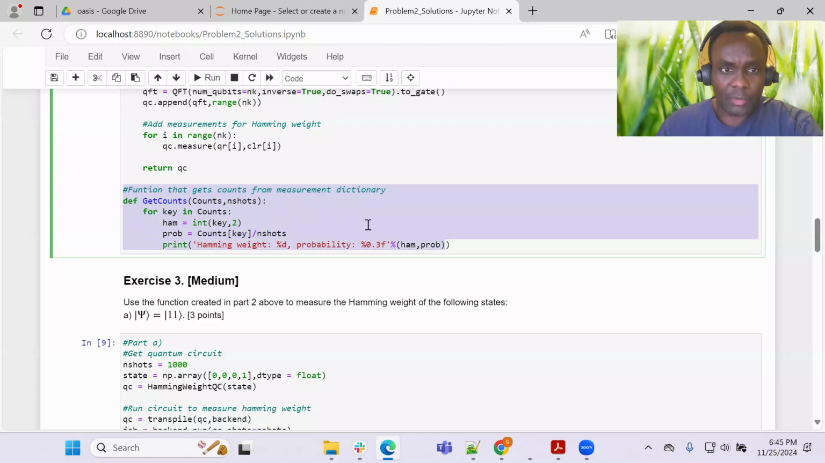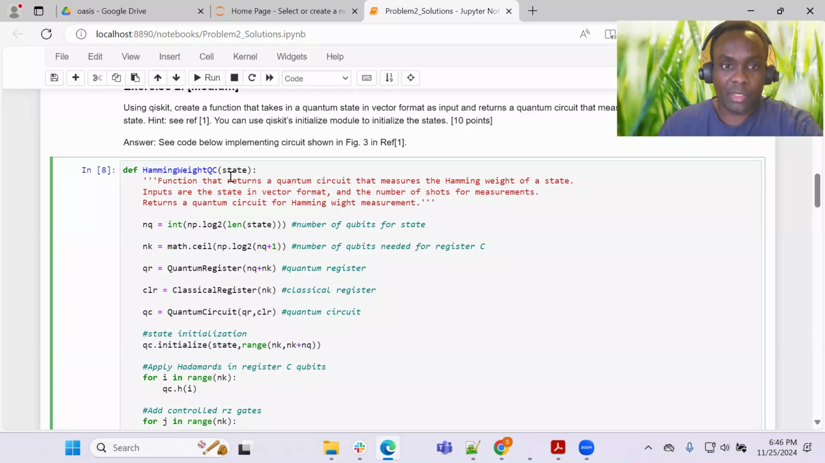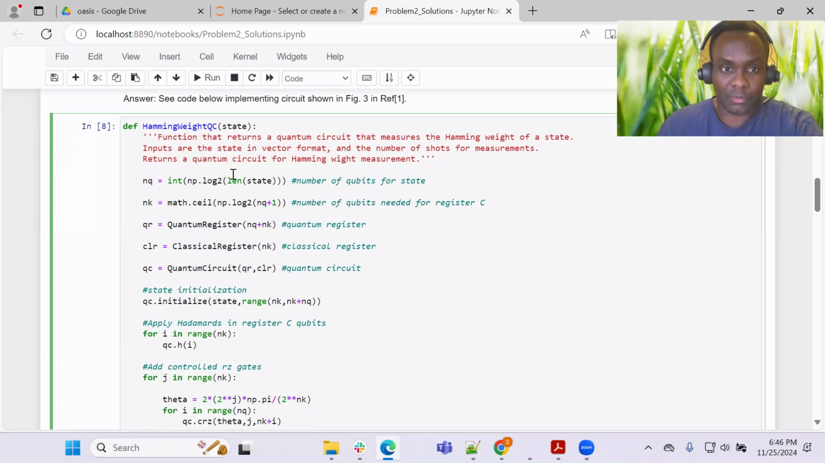I also wrote a helper function, get counts, which, if you run the circuit, takes the dictionary of counts and computes the Hamming weight and the probability of measuring that Hamming weight. So this is the function that, given an input quantum state in vector format, returns a quantum circuit which you can run measurements on to determine the Hamming weight of the input state.